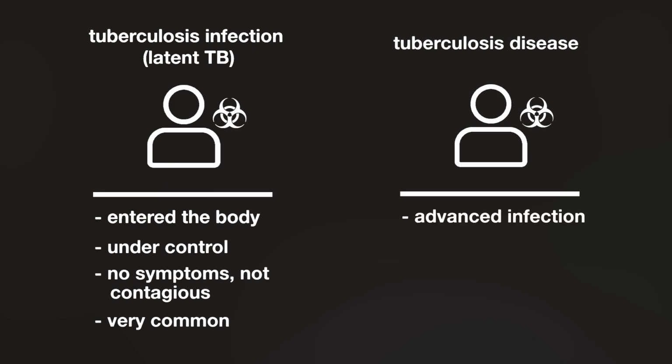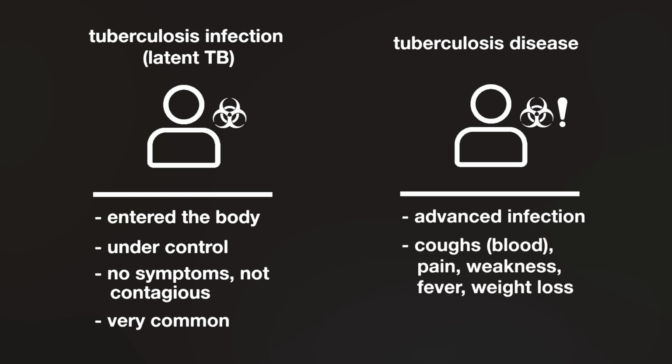This usually happens due to a weak immune system, which may be caused by something like malnutrition, which allows the tuberculosis infection to overcome the immune system and become tuberculosis disease. Now, tuberculosis disease is deadly. Symptoms of tuberculosis disease include prolonged cough, sometimes with blood, chest pain, weakness and fatigue, weight loss, fever and chills, lack of appetite, and night sweats. Untreated, about 50% of cases of tuberculosis disease are fatal.